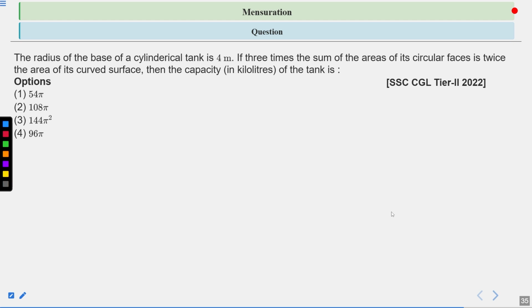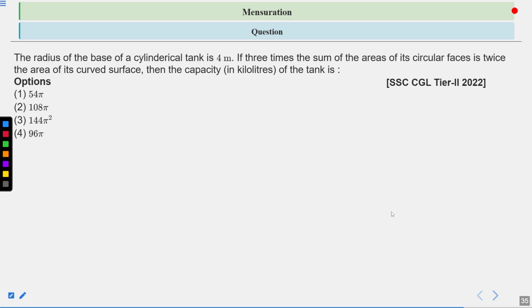The radius of the base of a cylindrical tank is 4 meter. If 3 times the sum of the areas of its circular faces is twice the area of its curved surface, then the capacity in kiloliter of the tank is. This question was asked in the SSC CGL Tier 2 exam in 2022.